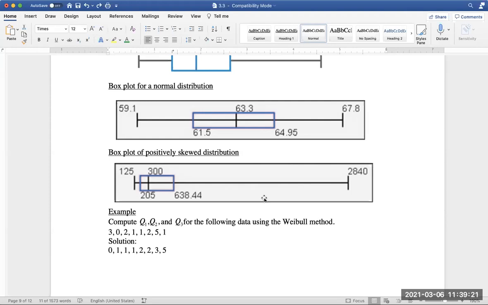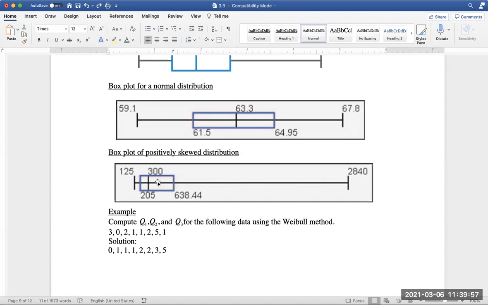So certainly, if you have a positively skewed distribution, then it will look something like this. Well, no, let's say I said it the wrong way. If your box plot looks like this, then it is a positively skewed distribution. It doesn't necessarily have to look like this. If it's a positively skewed distribution, the box plot may not look quite like this.